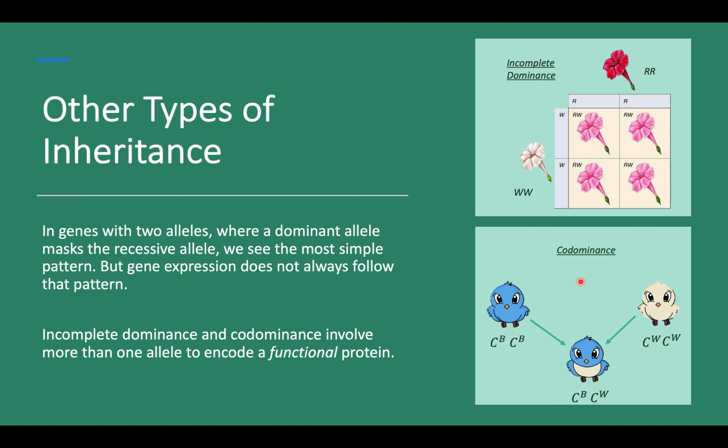And then we have something called codominance. In this case, in the bottom example, B would be blue, and W would be white. We have a blue bird that has two B's, a white bird that has two W's, and then down here we have a bird with a B and a W. This bird actually has a little bit of both. It's blue and white, like this flower is going to be pink rather than red or white. It's a mix. So basically there are other types of inheritance that aren't so uniform, but they do encode for a functional protein.